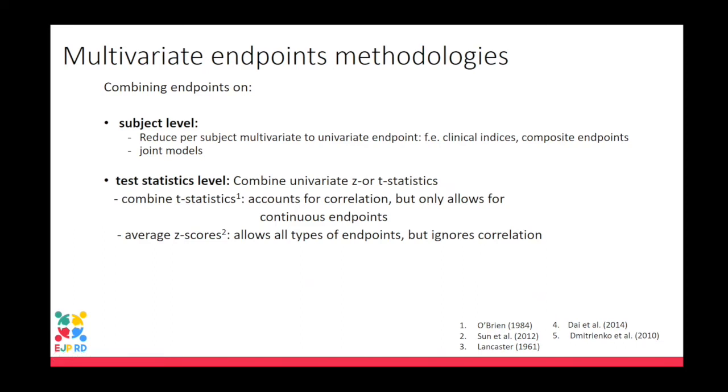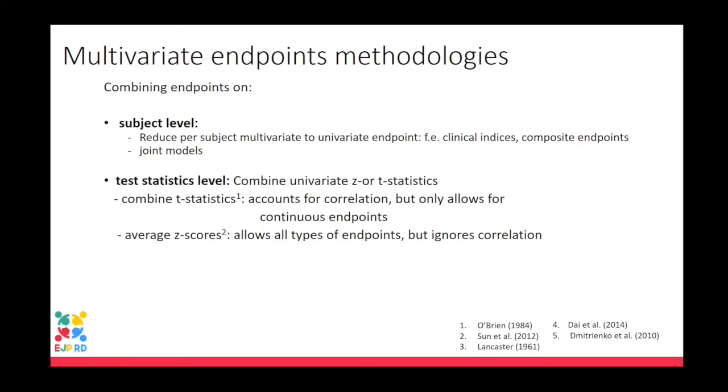Another way is we can try to combine at the test statistic level. What that means is that we try to compute a statistic from the data for each of those endpoints, and then we try to combine them in some way. There are a few methodologies, not many. One of them was suggested quite some time ago by O'Brien, which combines t-statistics. But t-statistics can be used only on continuous endpoints. So again, we have an issue here if you want to include quality of life, which typically is not continuous.